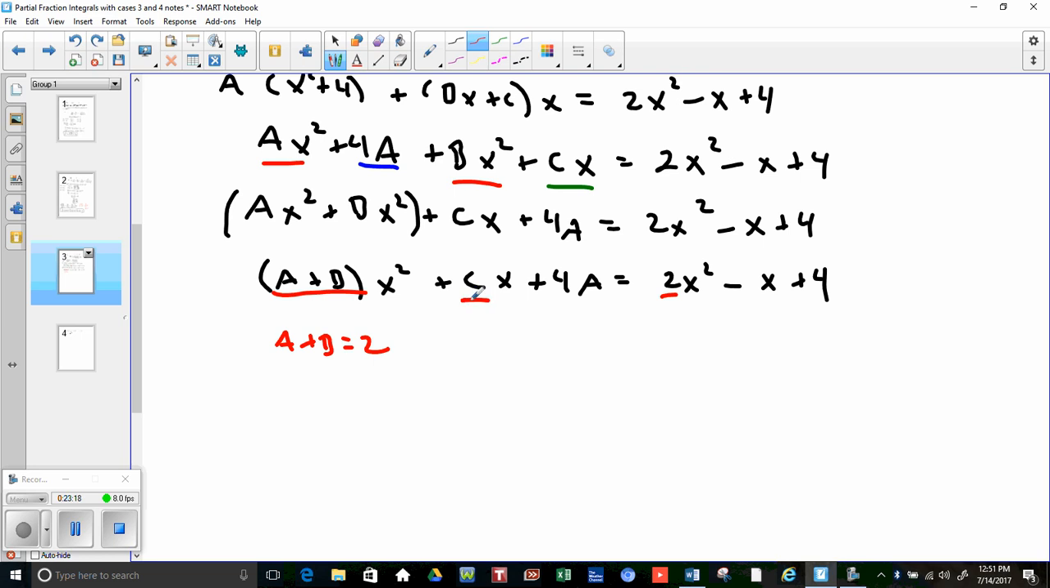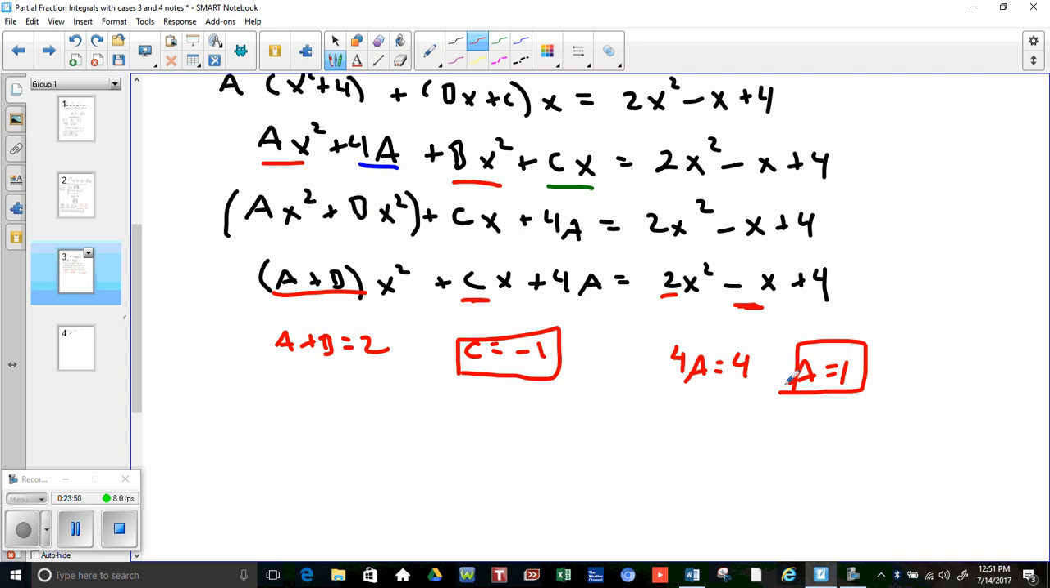The c, which is the coefficient of the x, must be the same as the coefficient of the x here. Well, obviously this is a negative 1, so c must equal negative 1. That's kind of nice. That one's done. And the 4a here has to be the same as my constant. Well, the constant over here is 4, so 4a = 4, meaning a = 1. So now I've got a and c done.